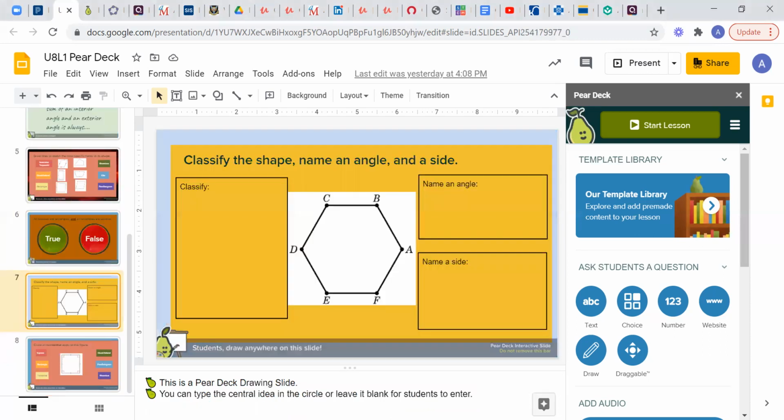The next one: classify the shape, name an angle, and a side. So we're going to classify. What's the name of this? First of all, it's a polygon. It has multiple sides, so it's a polygon. And what kind of polygon? Hexagon. And it's not an irregular hexagon, because as you can see, all sides are almost equal here. So it's a regular hexagon. So I'm going to write regular here.